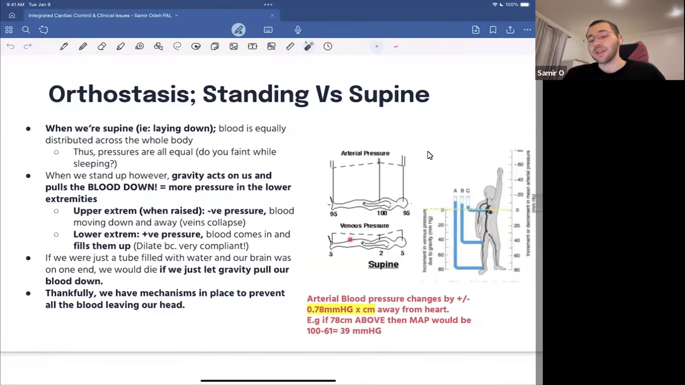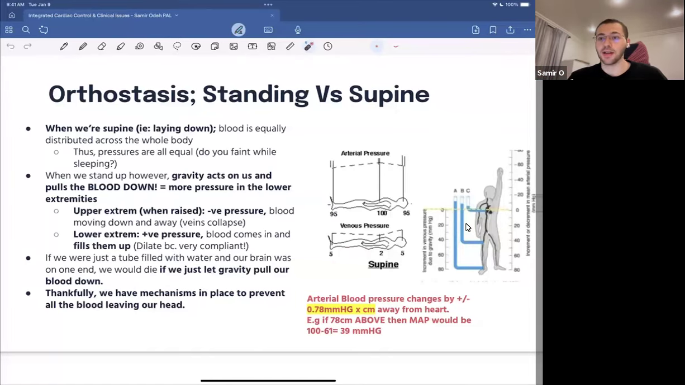With the venous pressure, it's kind of the exact same thing. Very similar pressures across the body. It doesn't make a difference, sorry, when you're comparing the different pressures across the body when we're horizontal, when we're supine. Supine, by the way, means we're laying down. Standing means we're standing, okay?